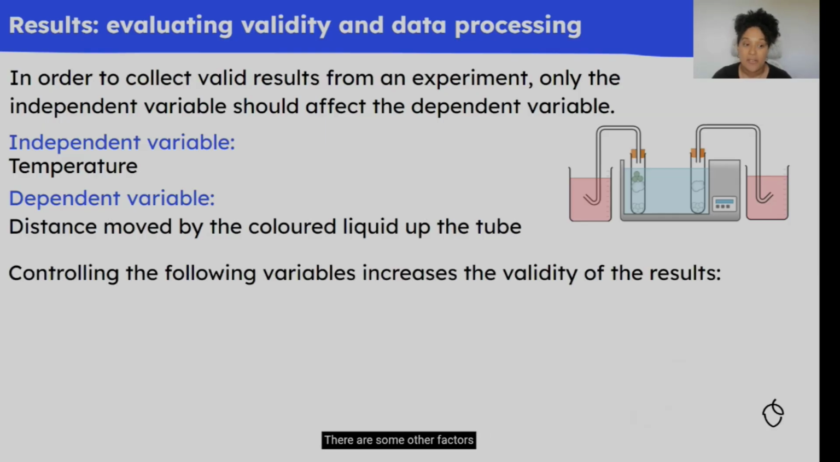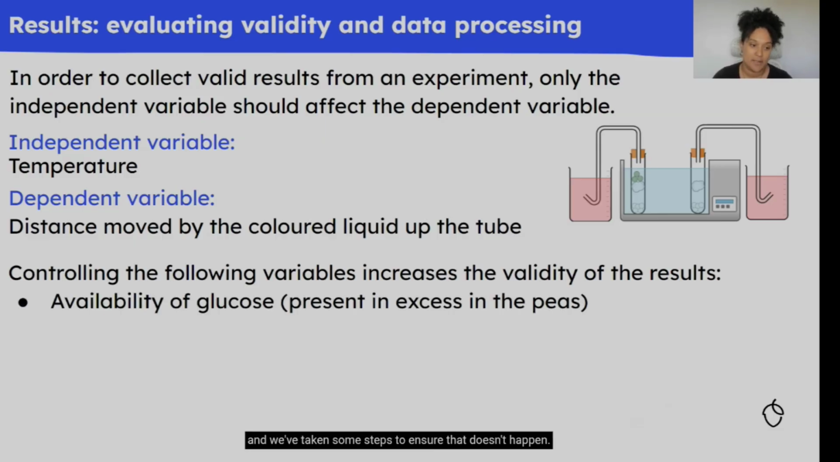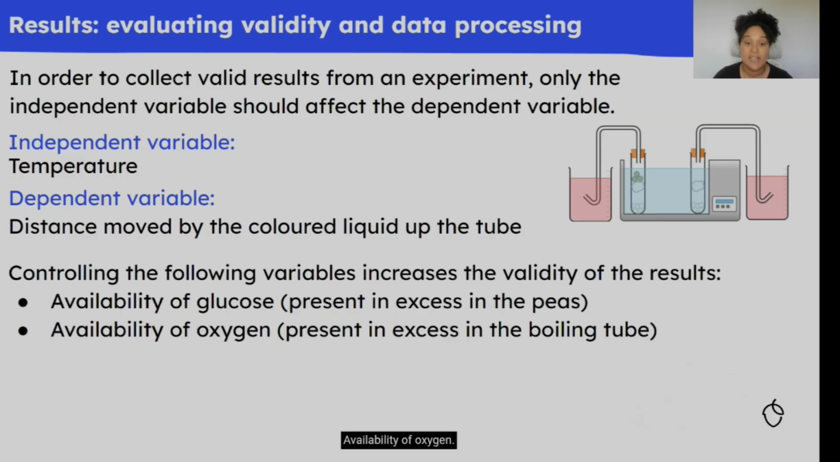There are some other factors that could affect the validity of the results, and we've taken some steps to ensure that doesn't happen. So the availability of glucose, because glucose is a reactant of respiration. This is a good thing about using germinating peas. Germinating peas have tons of glucose in them, so that's not something we need to worry about. Availability of oxygen, again, this is present in excess in the boiling tube, so we don't need to worry about that. That's taken care of.